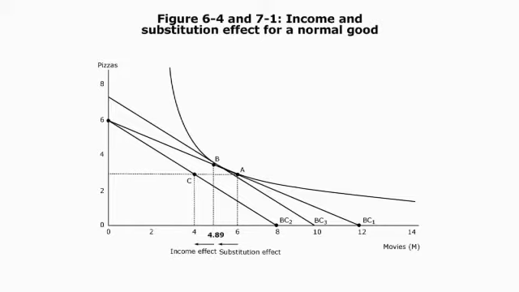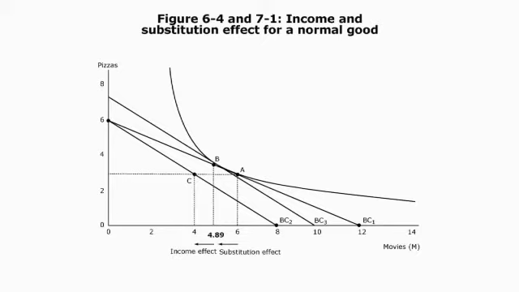Now imagine the price of movies has risen to $12. We know that ultimately you'll end up at a point like C. We demonstrated that before, when we derived the demand curve for movies. We know that if the price of movies rises from $8 to $12, your demand for movies will shrink from 6 movies to 4 movies. We already established that. But now we can see that it's actually the composition of two effects.